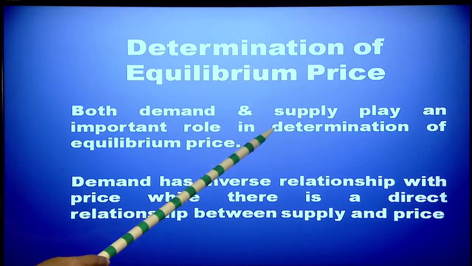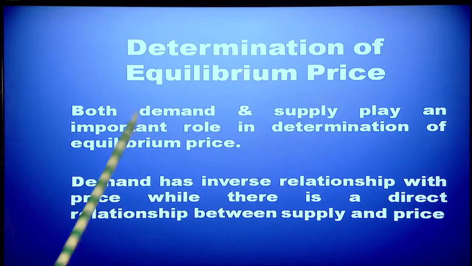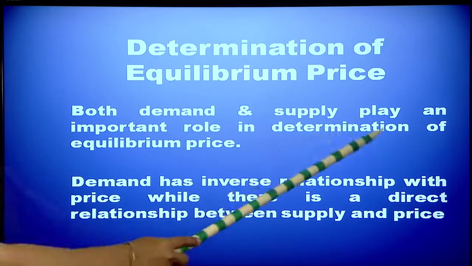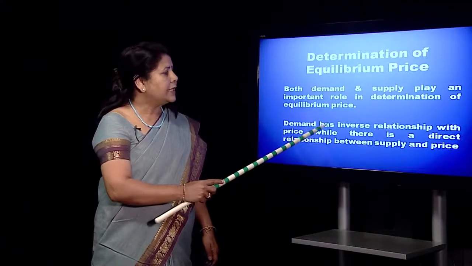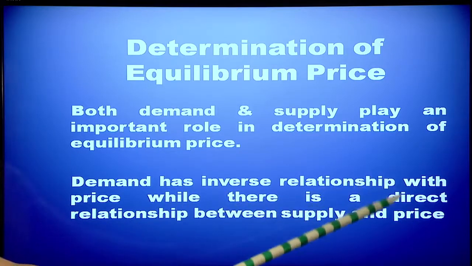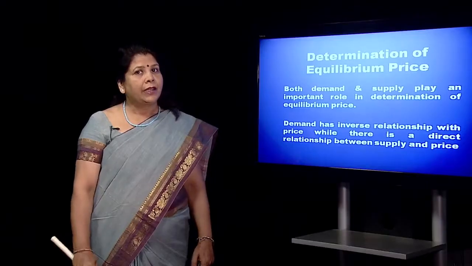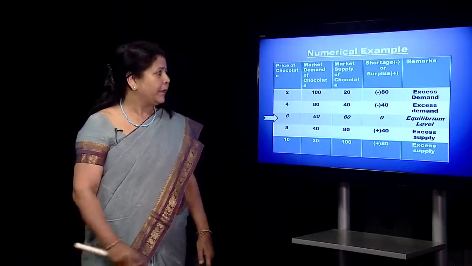It needs to be repeated over and over again that both demand and supply play an important role in determination of equilibrium price. Both are equally important. Demand has an inverse relationship with price. As we saw, it was a downward sloping demand curve, while there is a direct relationship between supply and price. Again, recall the supply curve was upward sloping.